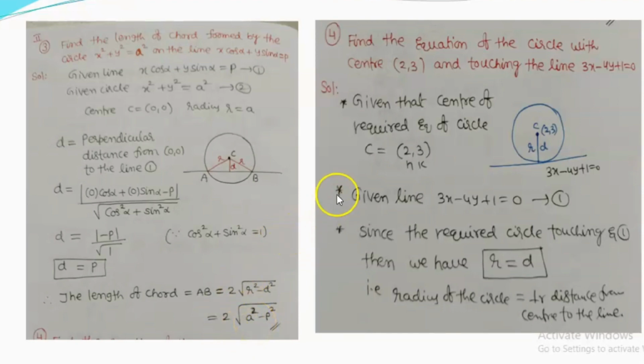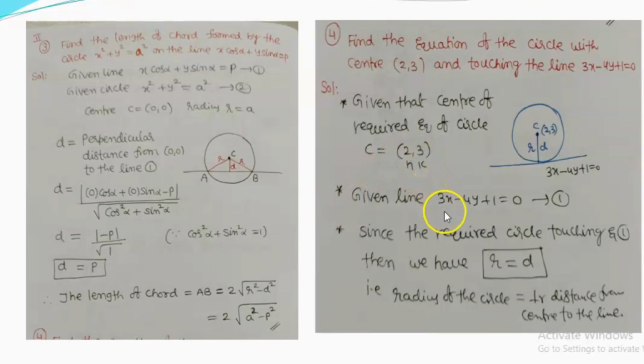Now, we will move to the next question. The fourth question: find the equation of the circle with center (2, 3) and touching the line 3x minus 4y plus 1 equal to 0. The center of the circle is given and it touches the line, so the tangent equation is given. They are asking to calculate the equation of the circle. First, the center of the required circle is always denoted as h comma k. Whenever it is not in the general form, we can assume h comma k as center. C is equal to (2, 3), that is h comma k.